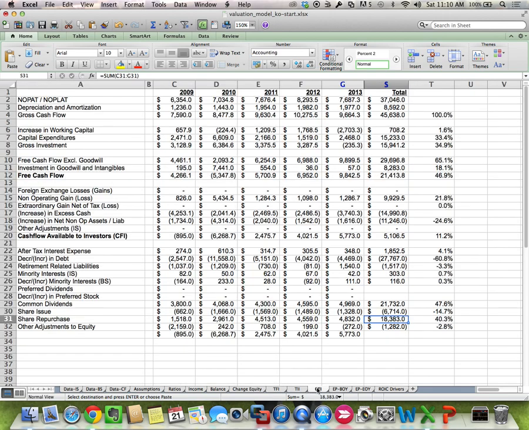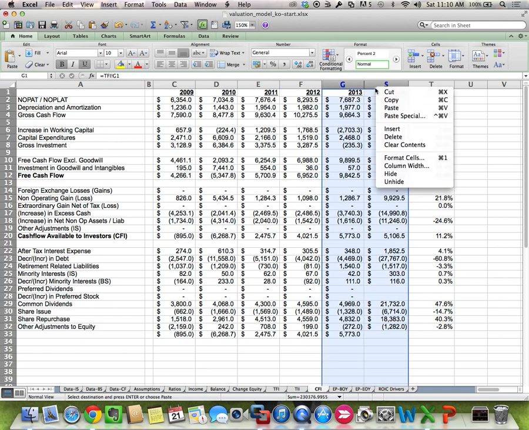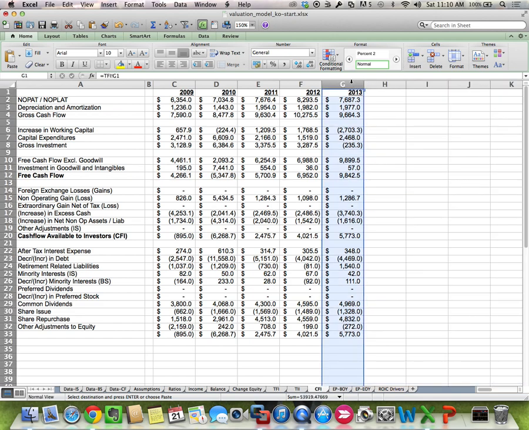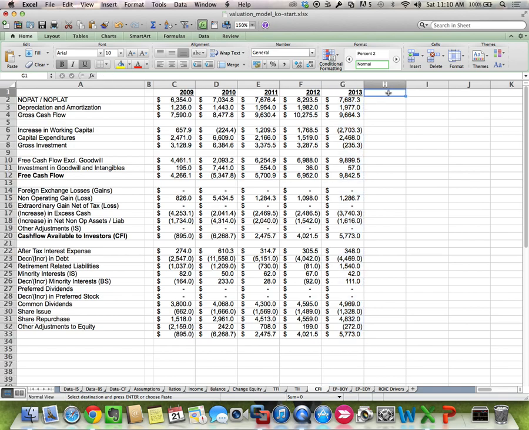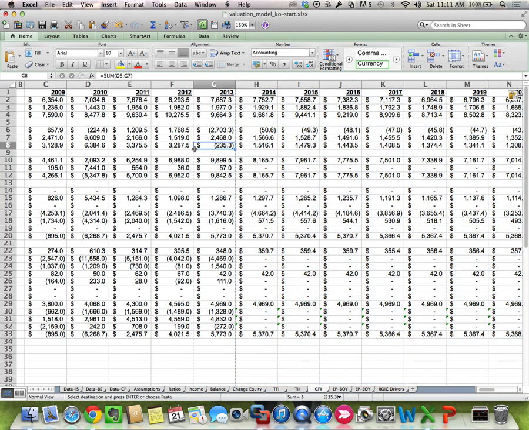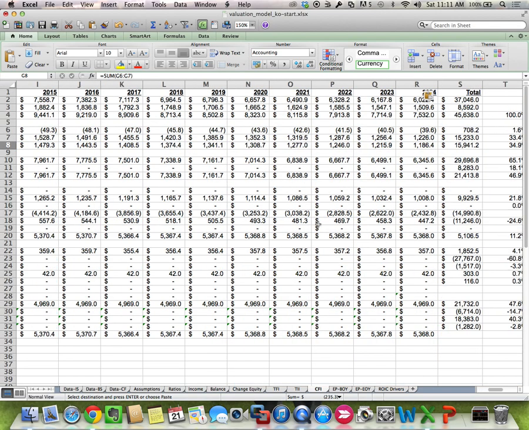I go to CFI, assuming you didn't do what I did, and if you didn't unhide the columns, or if you did hide them, unhide the columns, total out there. So here's what I'm going to do, take 2013 in column G, copy it to H to R, and I now have forecasted CFIs going out to 2024 that coincidentally balance.